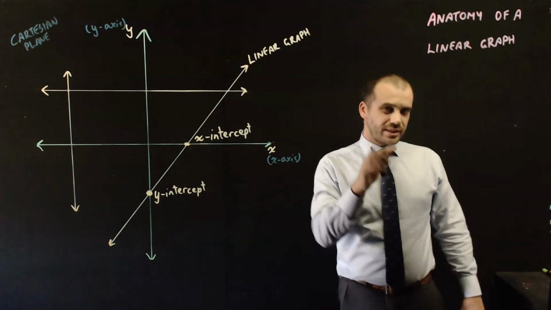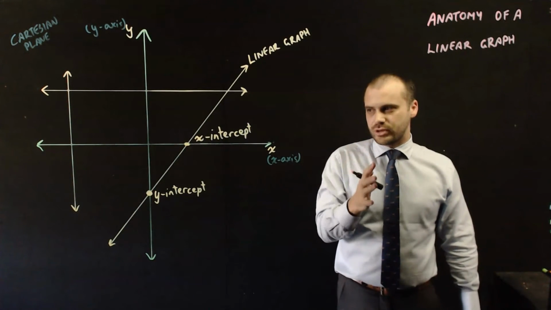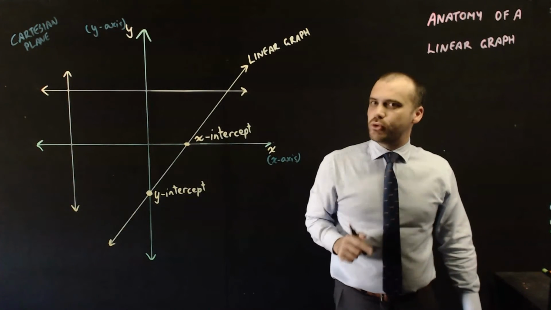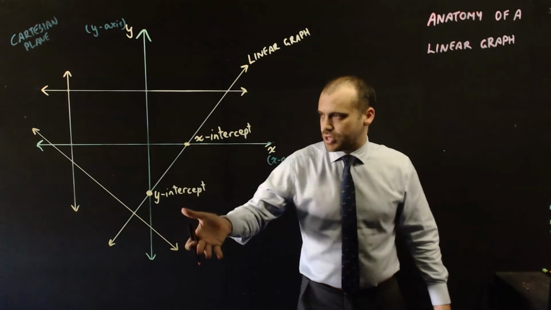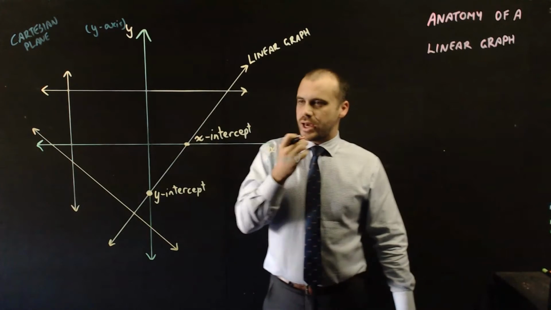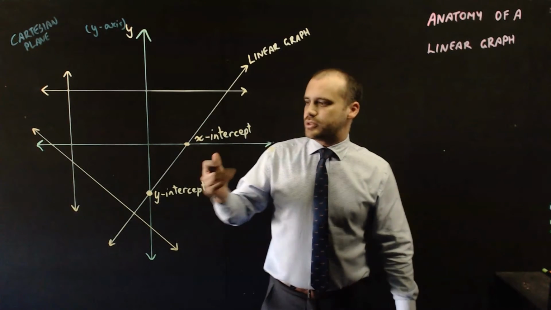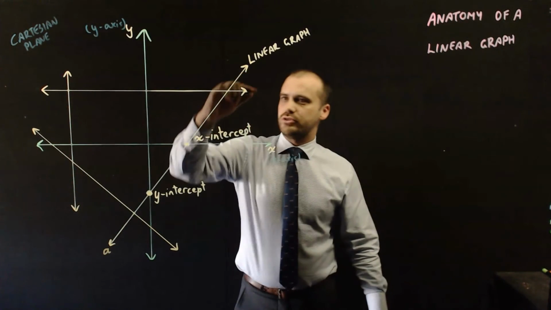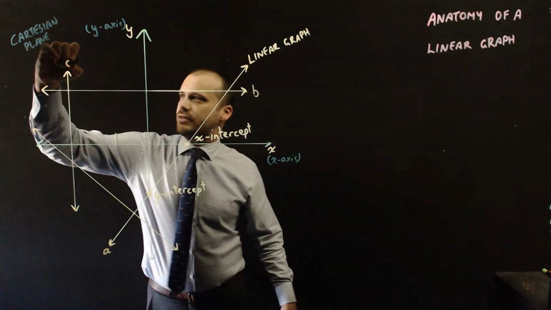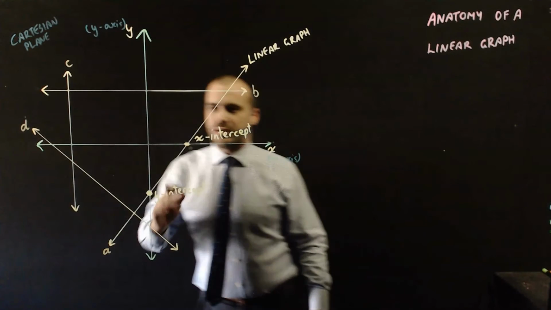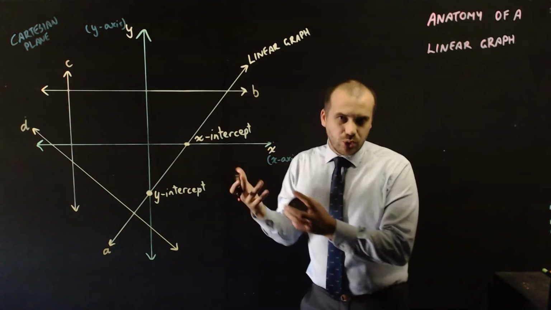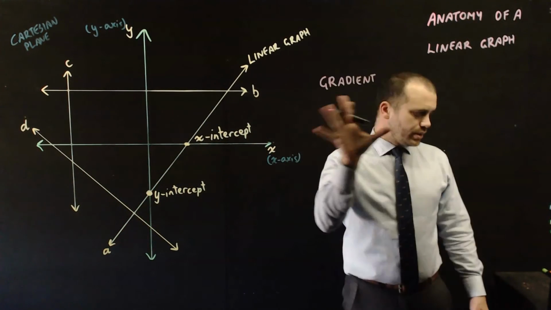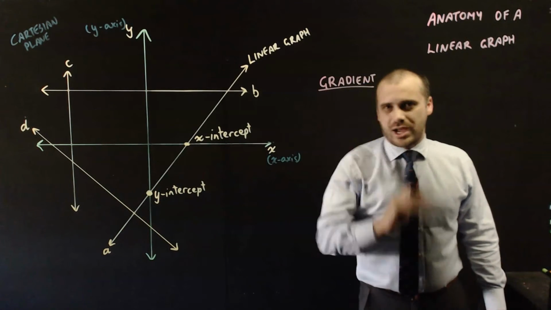Now, before I start talking about the next part of a linear graph, I just want to draw one more in here. All right, that's perfect. I have my last graph here, and I'm going to label these up now. So I'm going to call the first one graph A. I'm going to call the next one I drew graph B. I'm going to call this graph C, and I'm going to call this graph D, just so we can talk about them individually. The last thing I need to talk about is gradient.